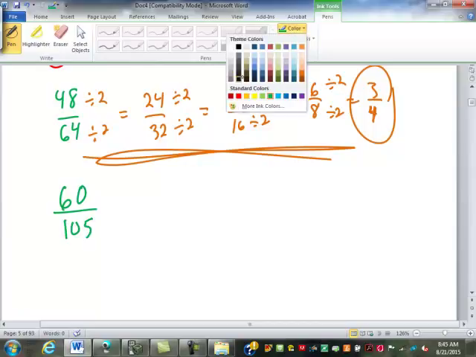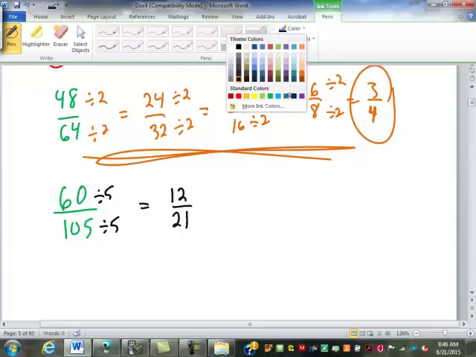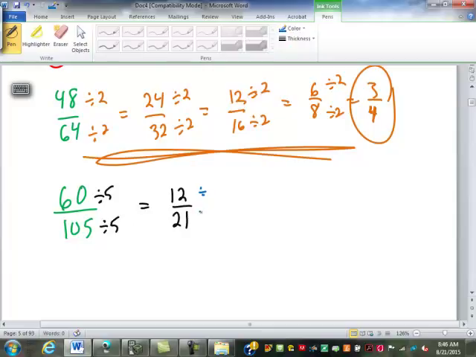So let's see here. Looking at something like this, if I want to reduce it, what can both of those be divided by? 5, okay. 60 divided by 5? 12. 105 divided by 5? 21. Are we done? No. What can we still divide by? 3. Very good. 4 over 7.